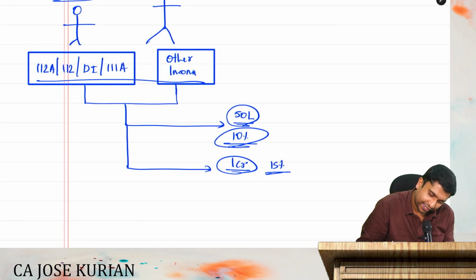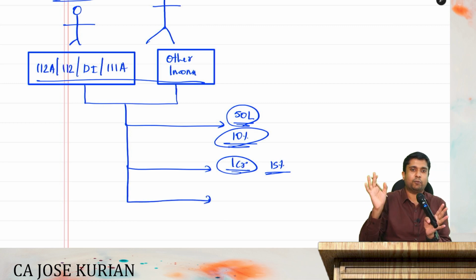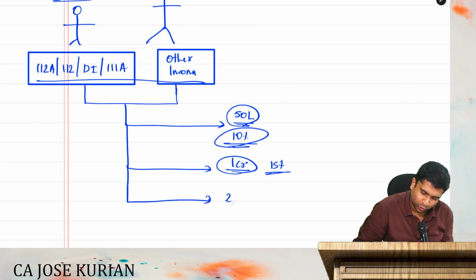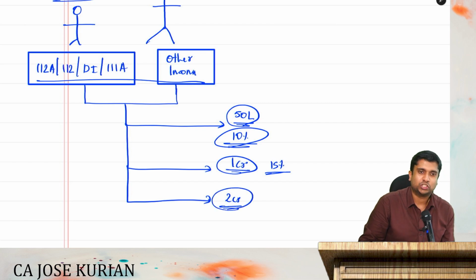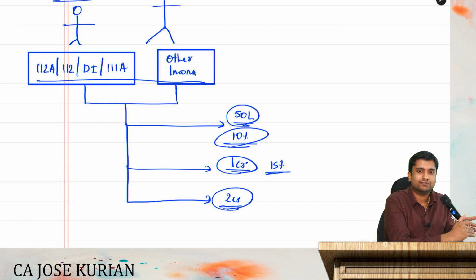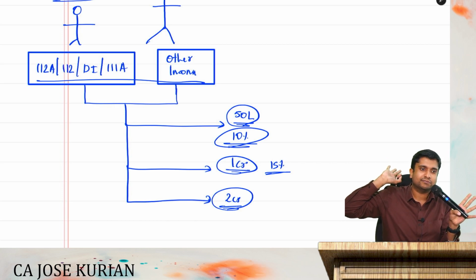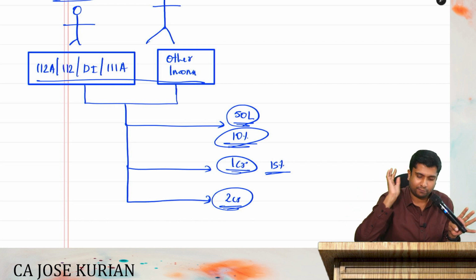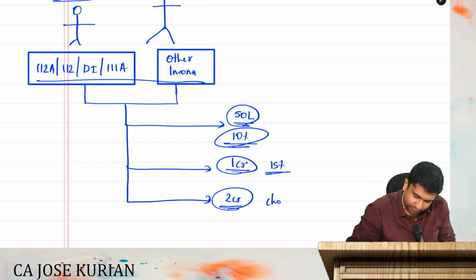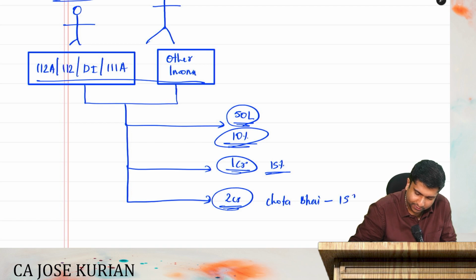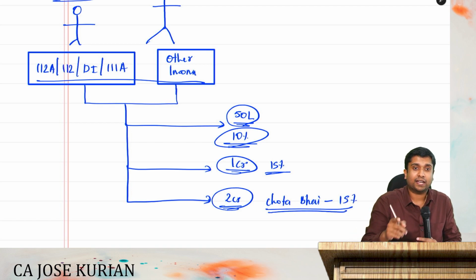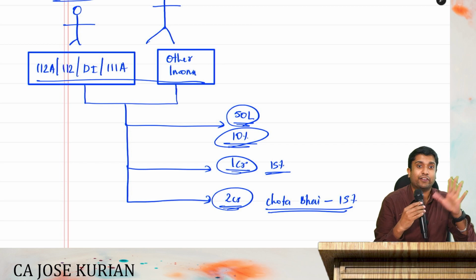Now they again keep on walking. They cross 2 crore. Then chota bhai will run away. He will only take 15%. For chota bhai, maximum liability is 15%. Now bada bhai is alone because chota bhai ran away with 15%.